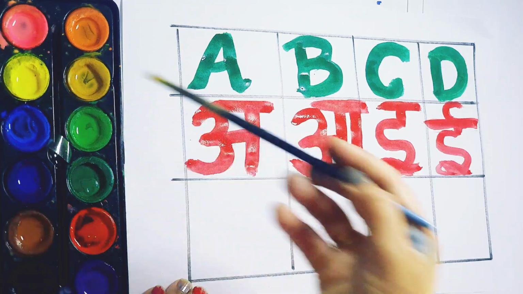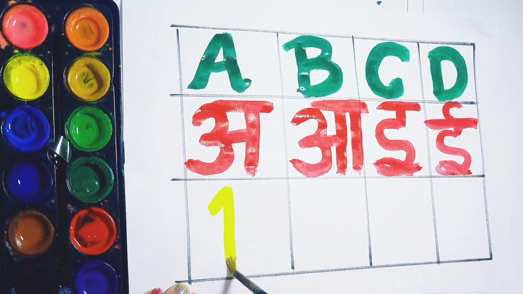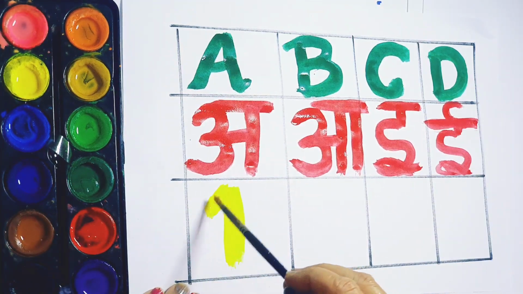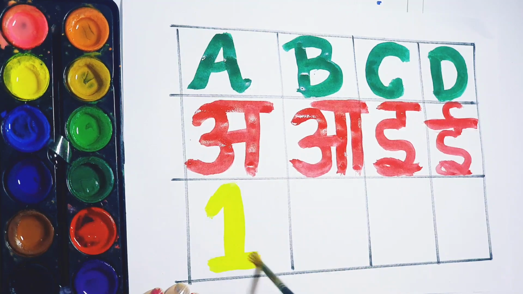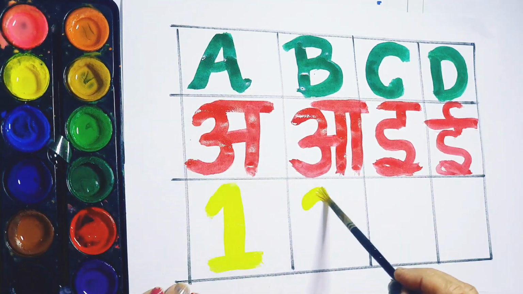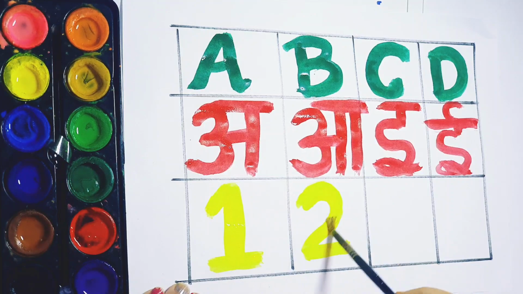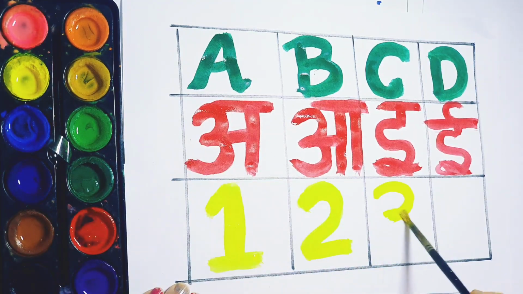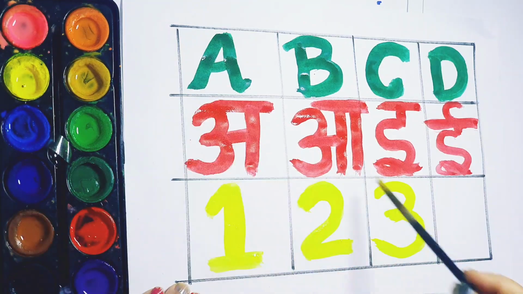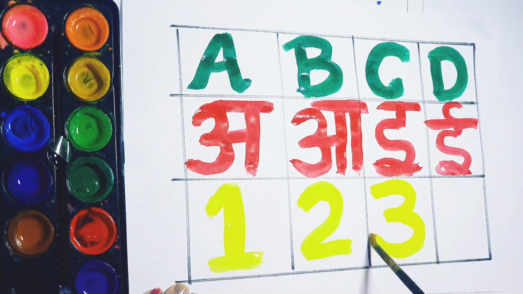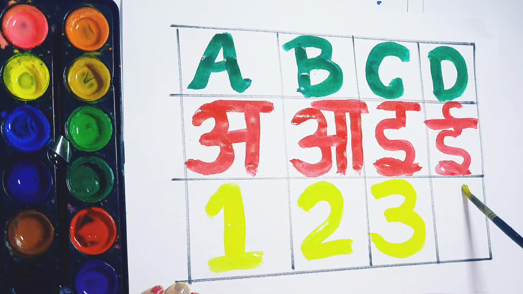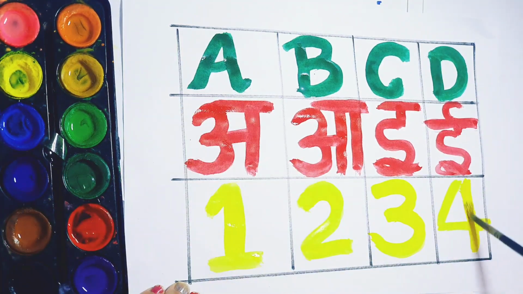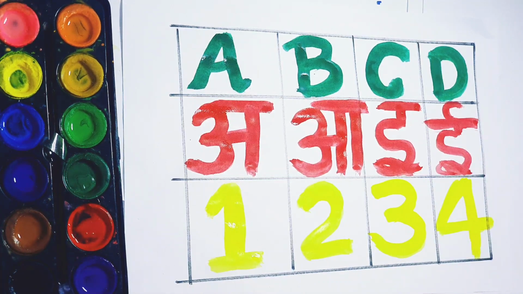Yellow color. 1, O-N-E, 1. 2, T-W-O, 2. 3, T-H-R-E-E, 3. 4, F-O-U-R, 4. So kids, what we learn today?